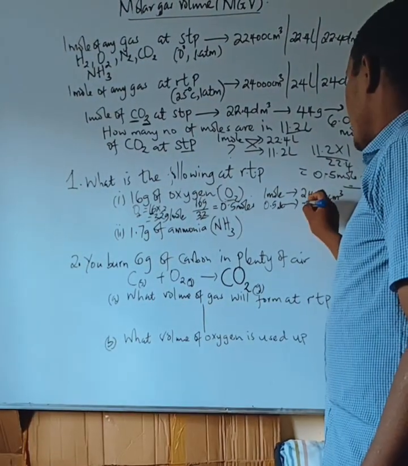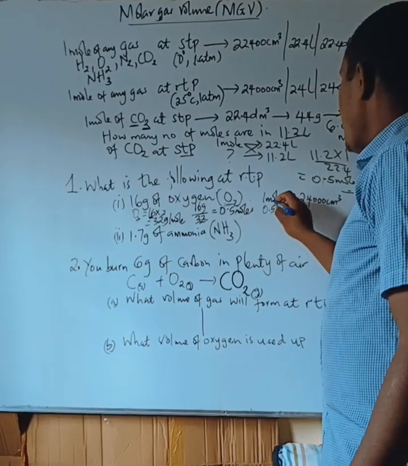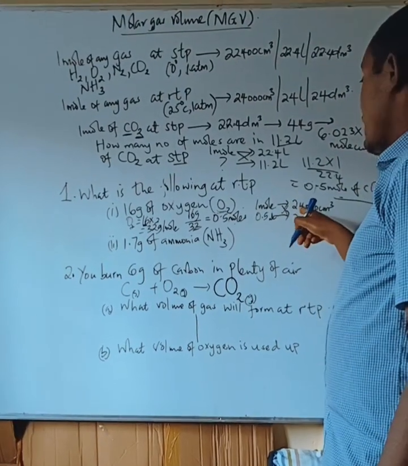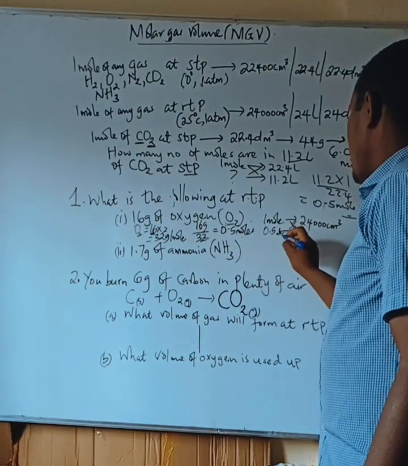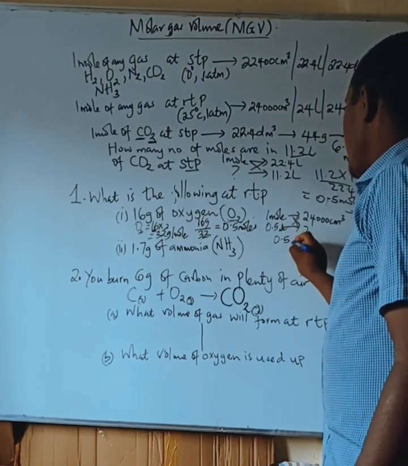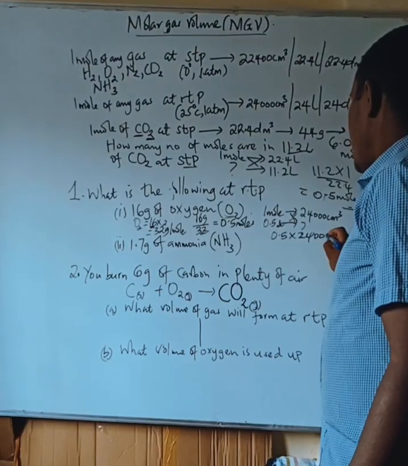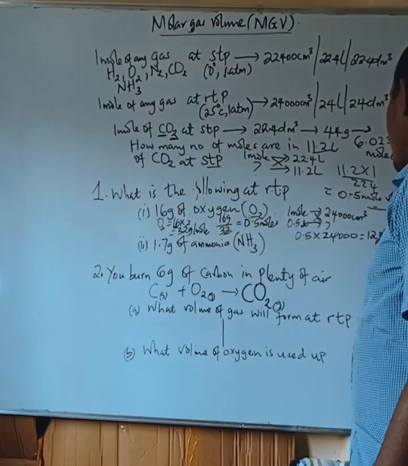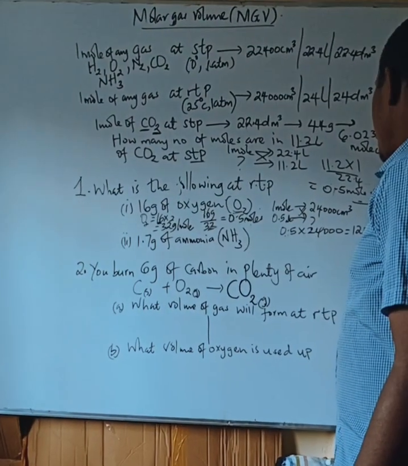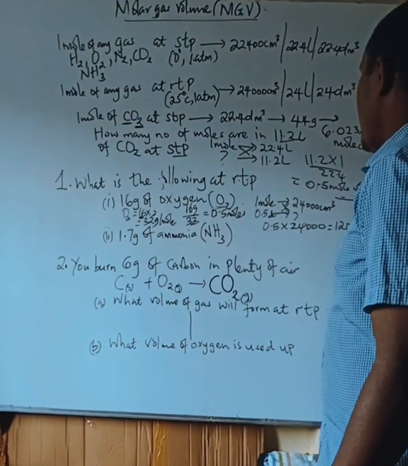So you ask yourself, what about 1 mole at RTP occupies 24,000? What about 0.5? Therefore, the answer will be 0.5 times 24,000. This is like half of 24,000, which is 12,000 centimeter cubic of oxygen.